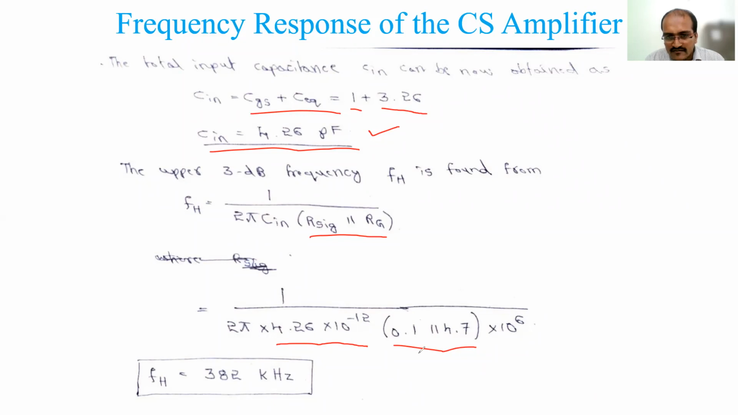Now you can calculate this from the calculator. What is the factor? 0.1 into 4.7 divided by 0.1 plus 4.7. That factor you multiply with all these factors. You will get that answer, and 1 by that answer will give you the FH. Here 10 to the power minus 2 and 10 to the power minus 6 are there. It will cancel out and it will come 10 to the power minus 6. Because of this multiplication factor, when you take it in the numerator, it will come 382 kilohertz. So this is the answer.